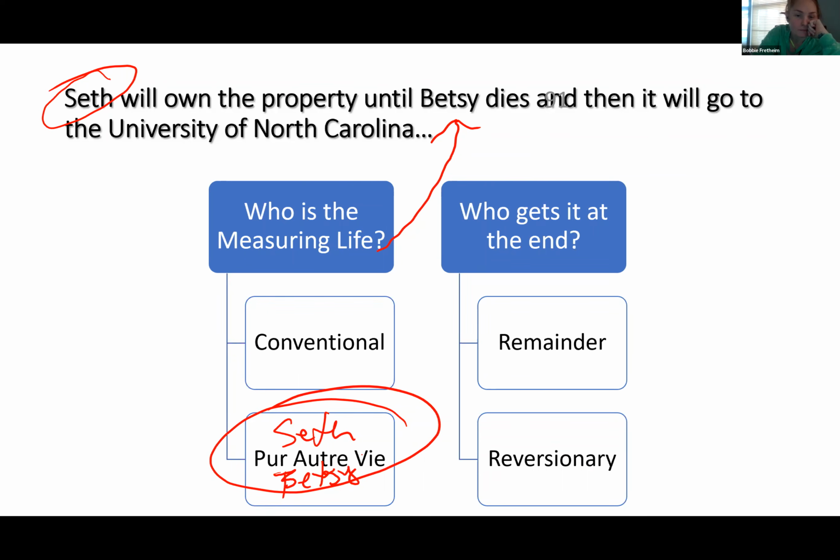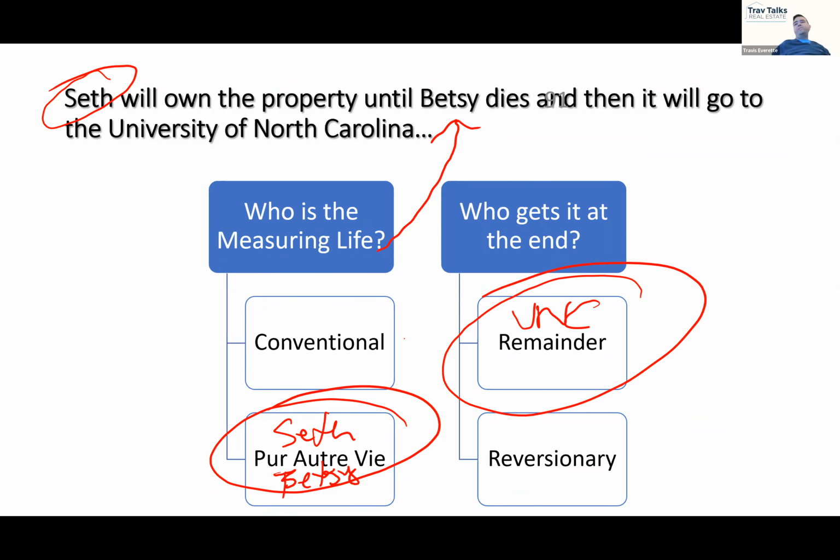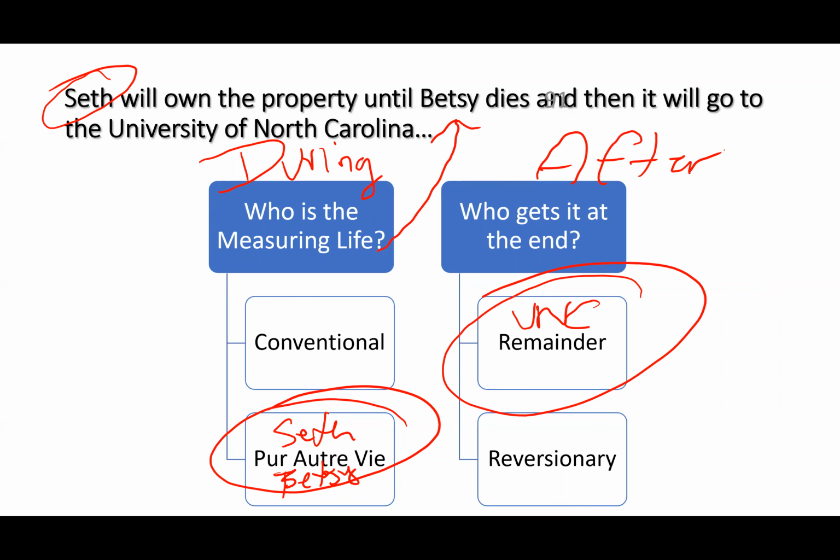Yes. Who gets it in the end? Is it specific or not specific? Specific. It's University of North Carolina, so it's a remainder. That is a remainder. So this is a life estate per autre vie with a remainder. Basically, those columns: one represents life, one represents death. This is like during and after. Okay. During and after. Got it.